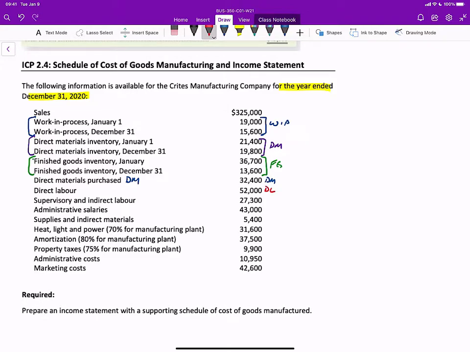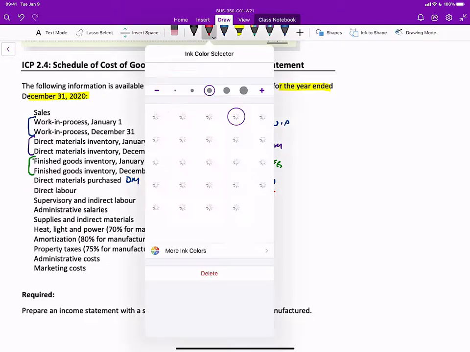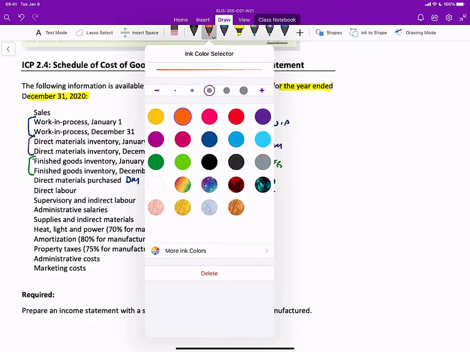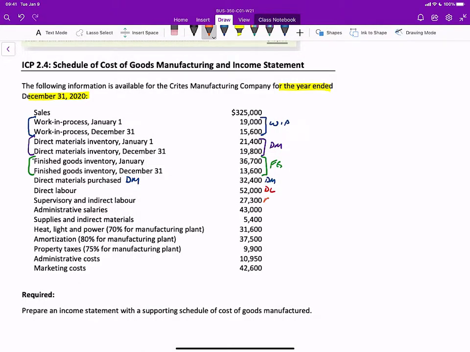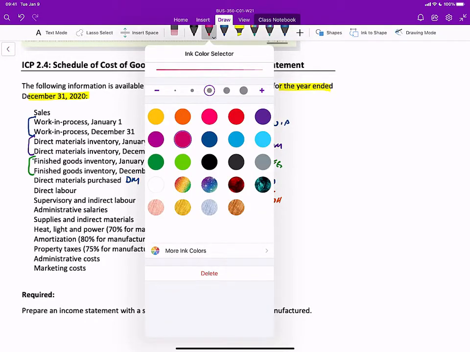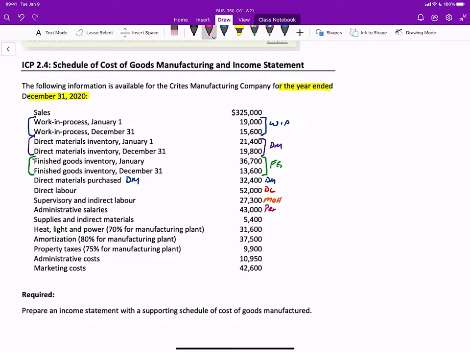And then we have to determine of these items that are left, which ones qualify to be categorized as manufacturing overhead. So let's do this in orange. The supervisory and indirect labor, this is manufacturing overhead. Now the administrative salaries are not, and that's actually a period cost. So we'll use pink here, we'll make sure that this is a period cost. If we look at the supplies and indirect materials, that's also a manufacturing overhead. And then when we look at the heat, light, and power, 70% is for the plant manufacturing. And so we would say, well, times 70% is manufacturing overhead.